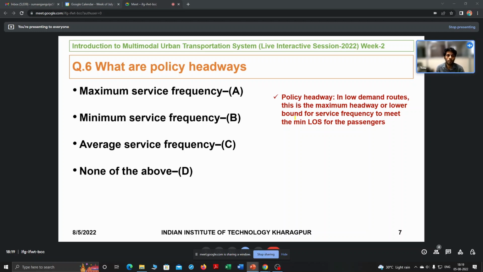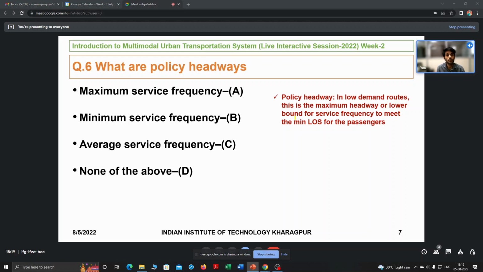Suppose you have a low demand route and you are providing one service per hour. A passenger who came to a bus stop around 10 needs to wait almost 1 hour to get the next bus. If he misses the bus at 10, and he came to the bus stop at 10:05, then how many minutes does he need to wait? 55 minutes. So there it is not providing the minimum LOS for passengers.